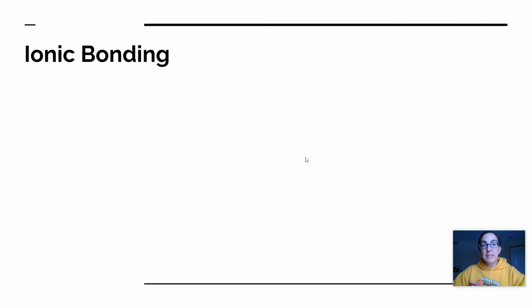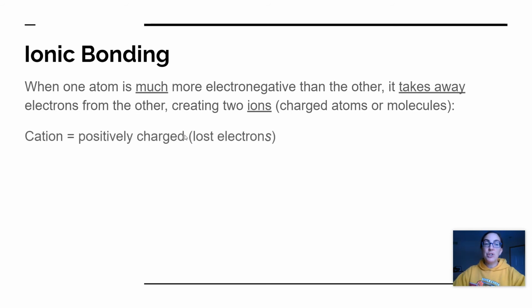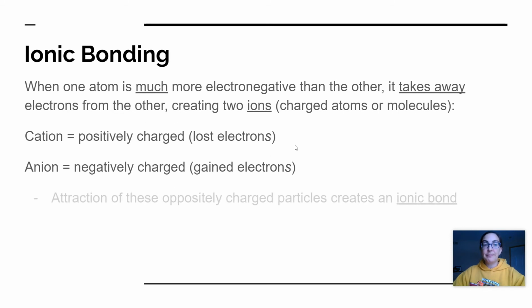Lots of other elements that living things need exist as ions. And so when the electronegativity between two elements is really different, one of them is actually strong enough to completely strip the electrons away from another, which creates two ions, which is just a charged atom or molecule. If it's positively charged, we call it a cation. And if it's negatively charged, we call it an anion. So the anions are the ones that took the electrons away from the cations.